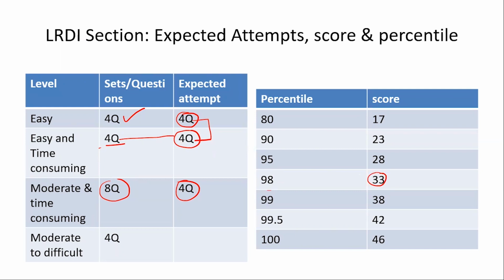But yes, this is what the whole set is. And you can easily see the 80 percentile is somewhere around 17, even 99 percentile is 38. So this is one set.